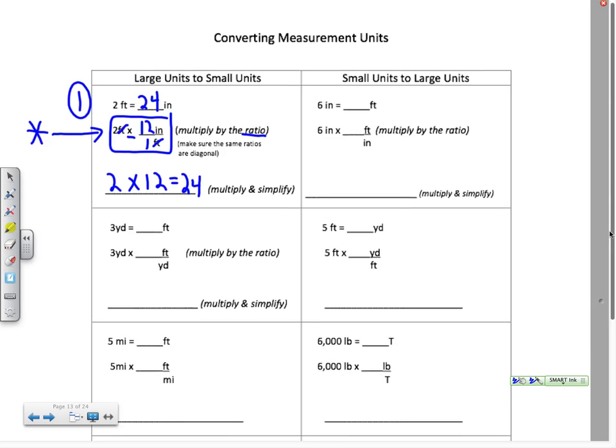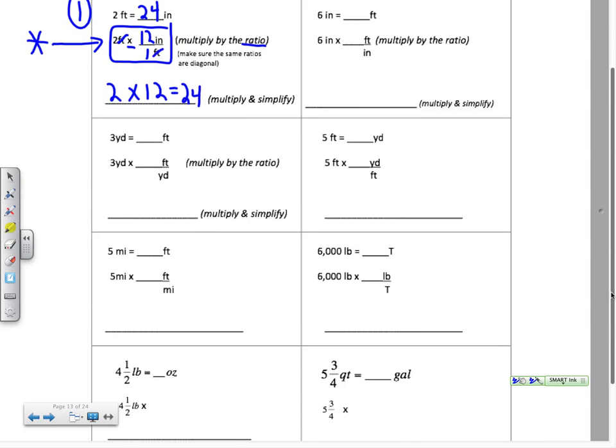The next one. 3 yards equals blank feet. Again, this one's pretty obvious. If you know there's 3 feet in 1 yard, we know there must be 9 feet in 3 yards. So let's see how we're going to set it up. Again, this setup is important. You start with your 3 yards, and you multiply it by the ratio, 3 feet to 1 yard. Now we're not going to have to worry about these yards anymore because we're converting to feet. So now my problem is 3 times 3, which equals 9. So 3 yards equals 9 feet.